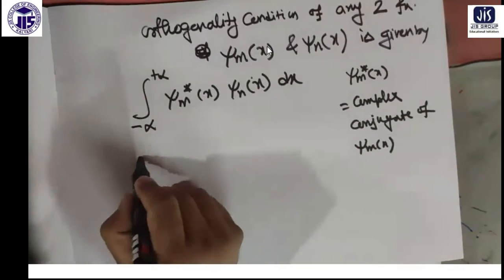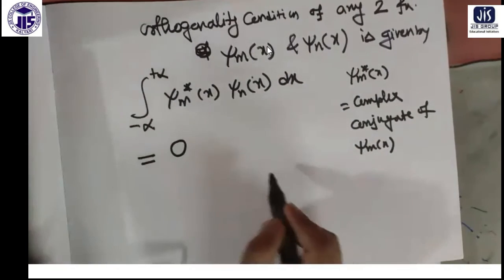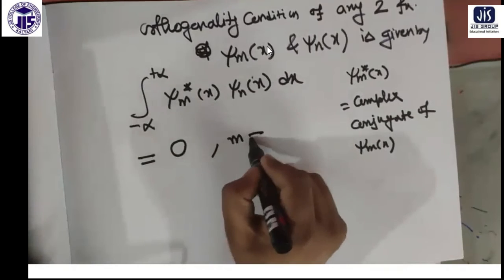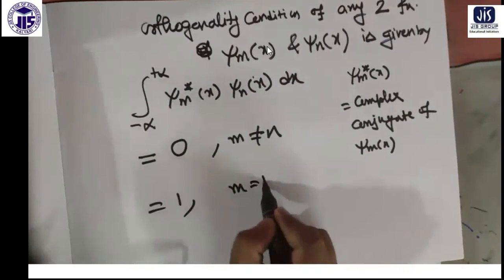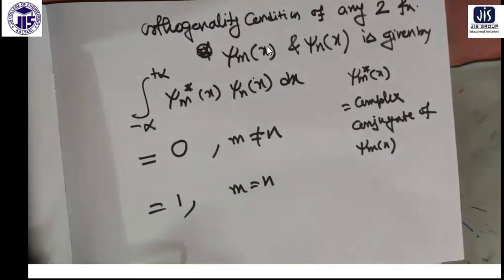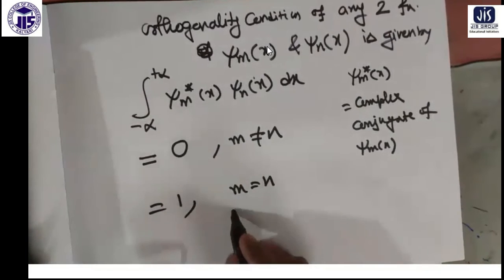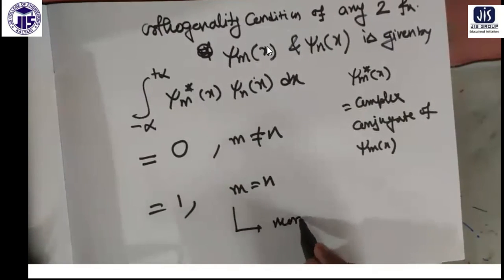Now it tells us you will get zero result if m is not equal to n, and you will get one or non-zero result if m is equal to n. Now this is going to be one of the workhorses when we'll be solving any further problem in quantum mechanics. So we need a little bit more discussion along the lines of the orthogonality condition. So I think I shall discuss that in the next class.